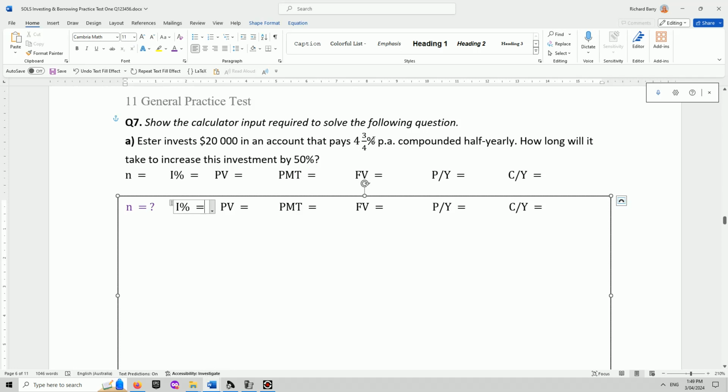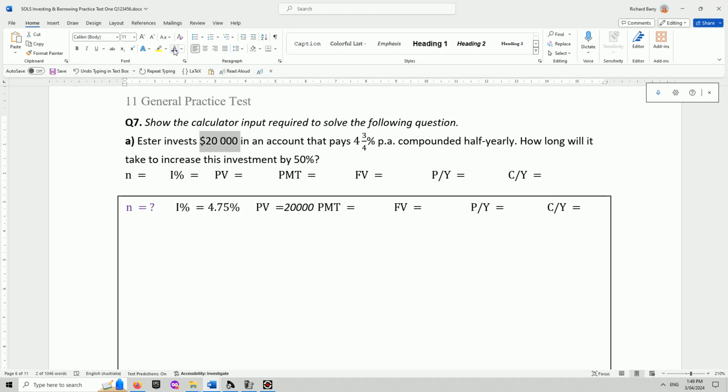4 3/4. I hope you people understand that that's 4.75%. How much money am I starting with? Well, it looks to me like it's 20,000. So far I've used this. I've used this. Half yearly. Half yearly should mean that these are both 2.